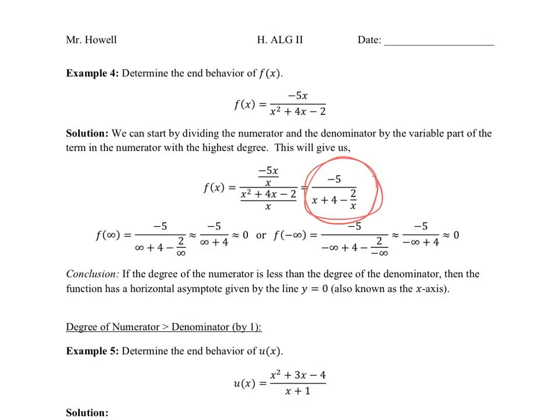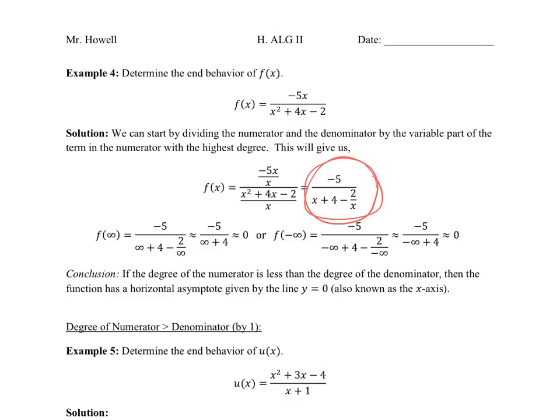Plug in x equals infinity in here now. Plug in x equals infinity. 2 over infinity drops off, that's just 0. Then I'm just left with infinity plus 4. The plus 4 does nothing because it's just 4 on top of infinity. It's still infinity. And then I'm dividing by infinity, getting 0 again.